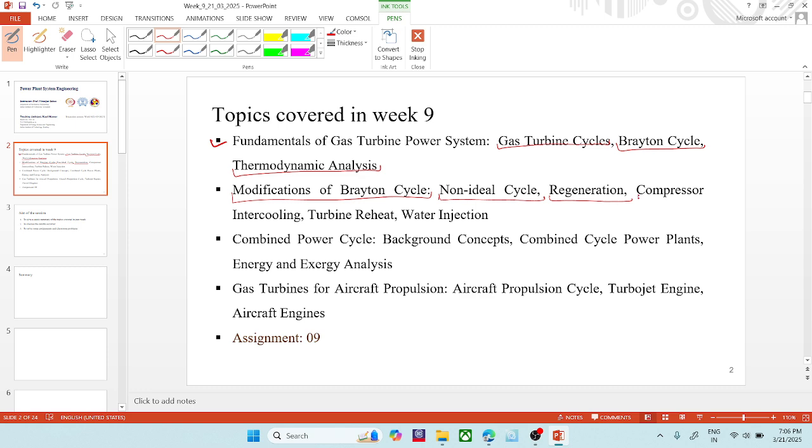Then modifications like regeneration, then compressor intercooling, which means we compress the air in different compressors, or we can say multi-stage compression. Then the turbine reheating and water injection, something like that.